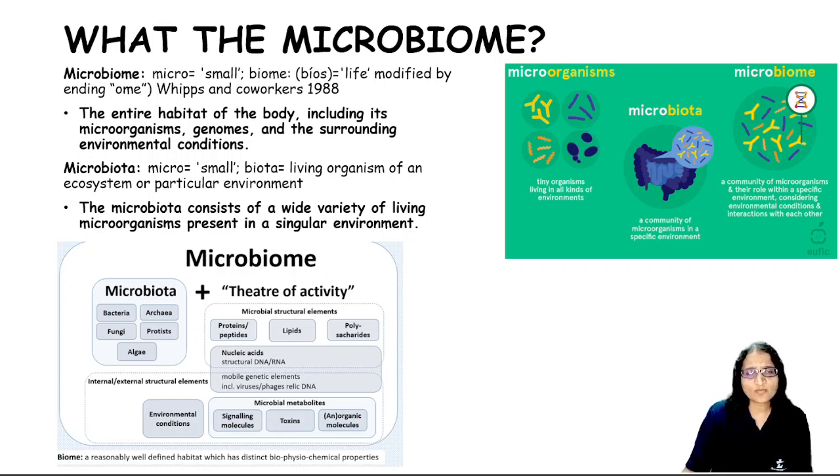And this microbiota, according to them, consisted of a wide variety of only living microorganisms in the particular environment. For example, if you see the human gut digestive system, here you find different kinds of microorganisms present in this specific location, and how they function and what functions they are doing is known as microbiota. So, microbiota includes bacteria, archaea, fungi, protists, and algae, but does not include any other structural elements, internal or external, in the microbiota.